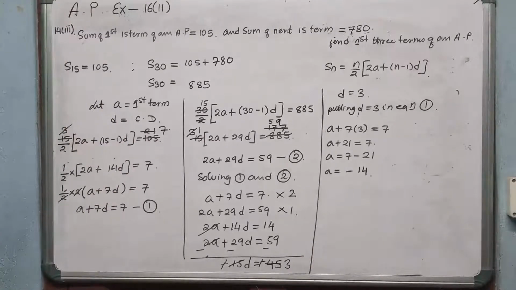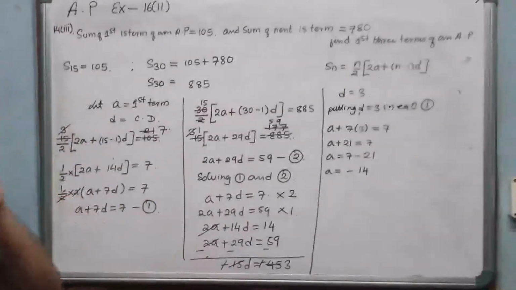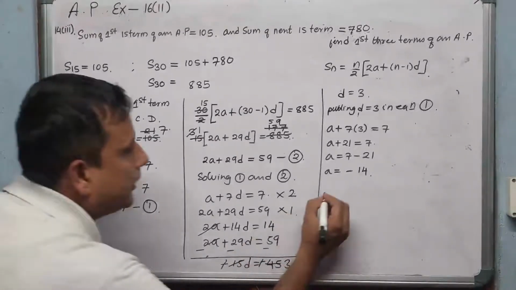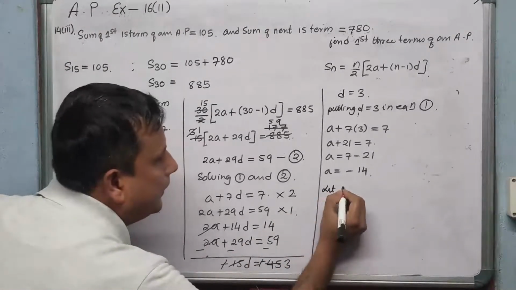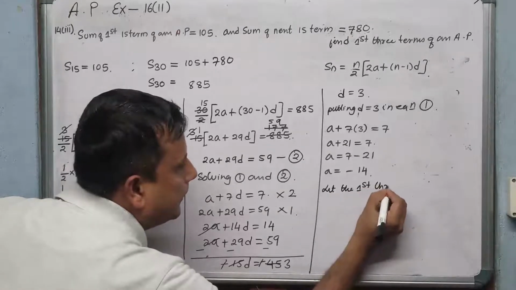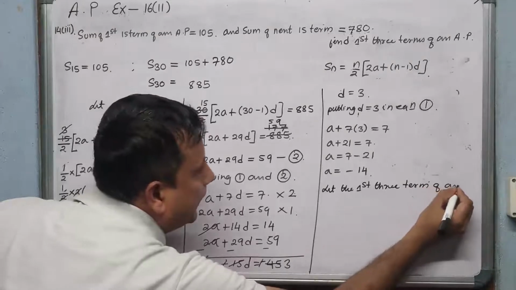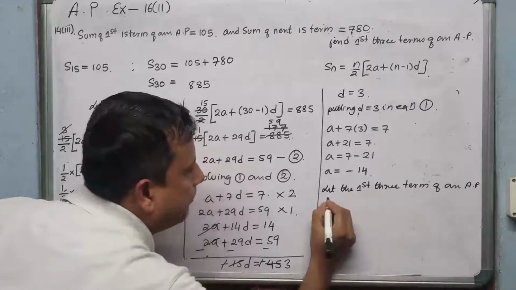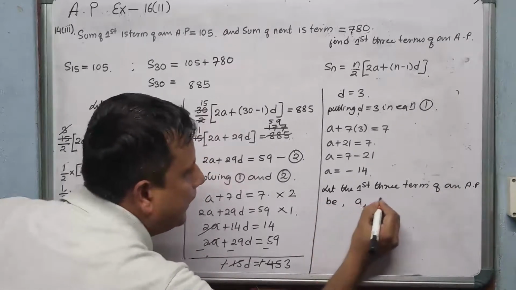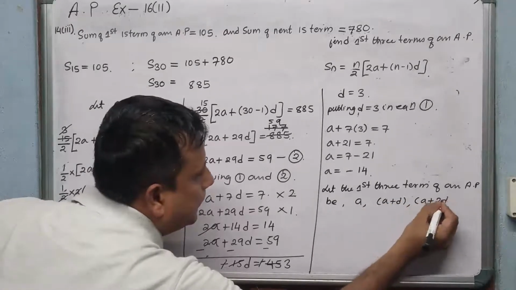A is equal to minus 14. Now after getting a and d, what you have to calculate? Find the first 3 terms of an AP. Let the first 3 terms of an AP be a, a plus d, a plus 2d.